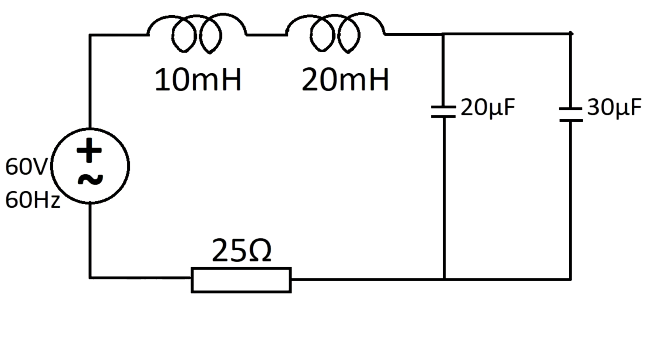This is an RLC circuit. There are two inductors in series with a lone resistor and two capacitors in parallel. You are to find the total impedance of the circuit. In order to do this, you must find the reactance of the inductors and capacitors.